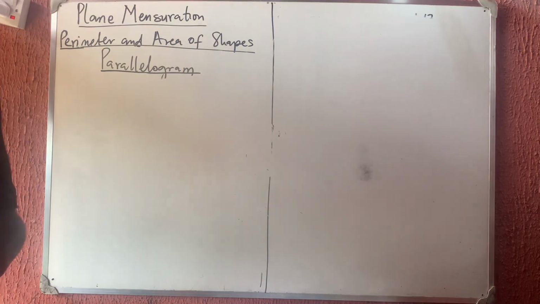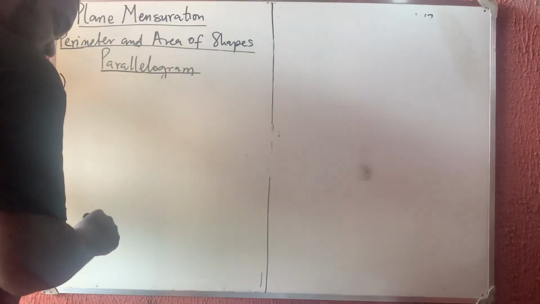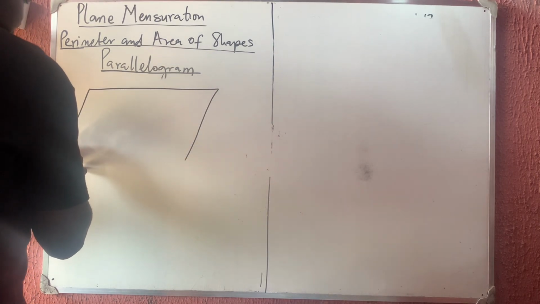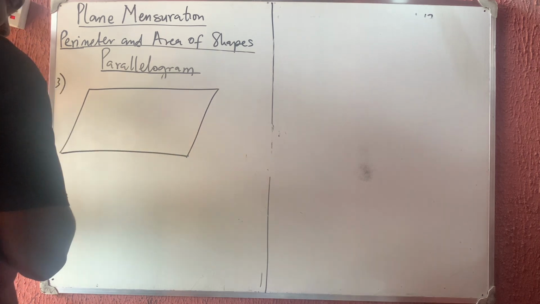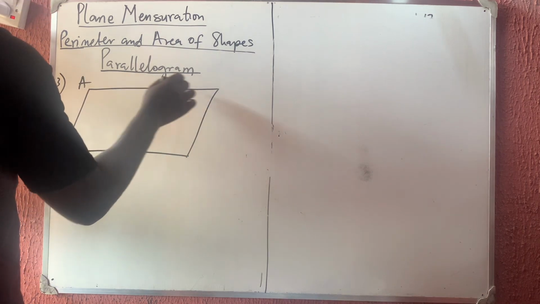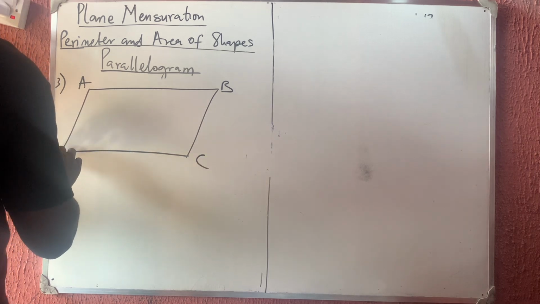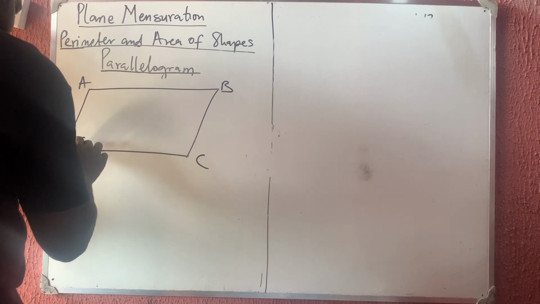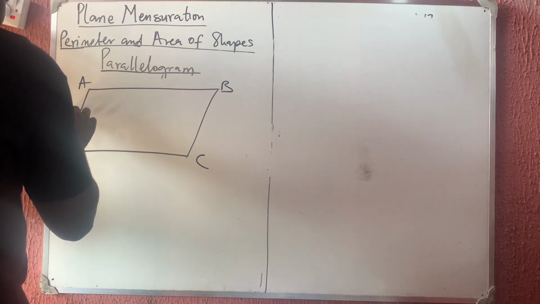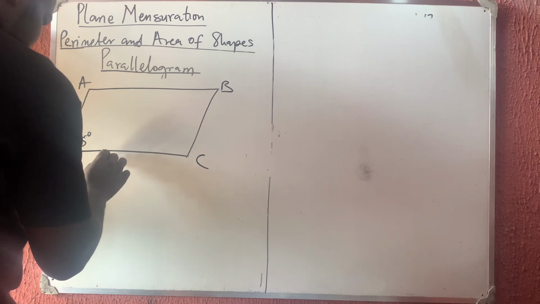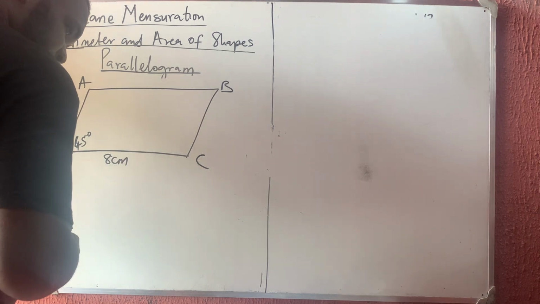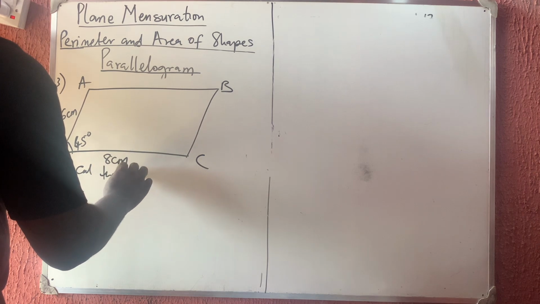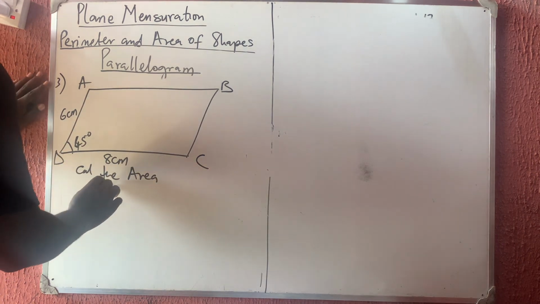Okay. So question number 3 says we have another parallelogram that is like this. They say that here is A, B, C, and D. They gave us that this angle is 45 degrees, and then here is 6 cm and here is 8 cm. They say we should calculate the area.